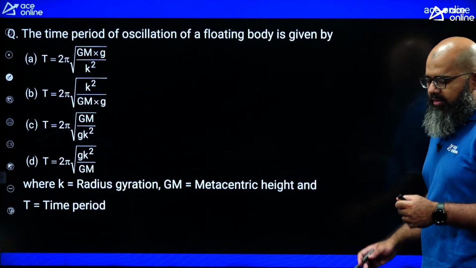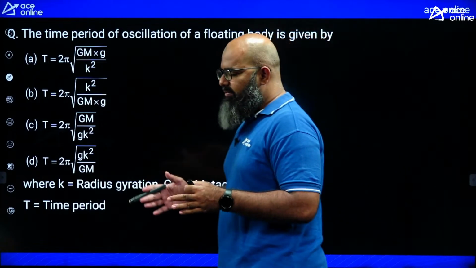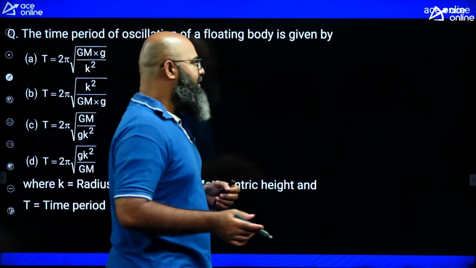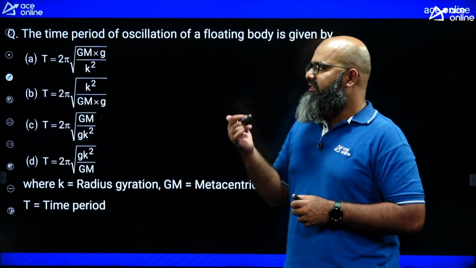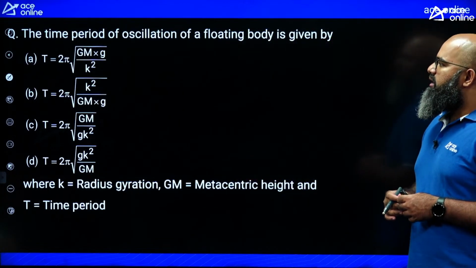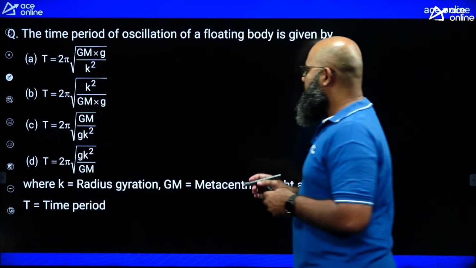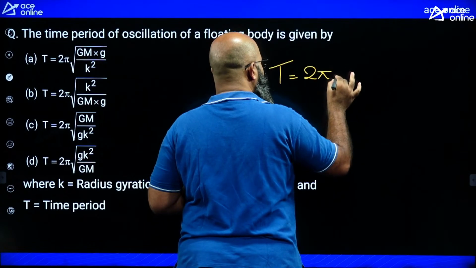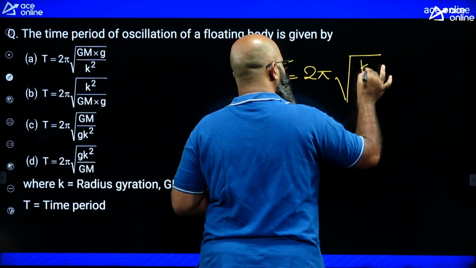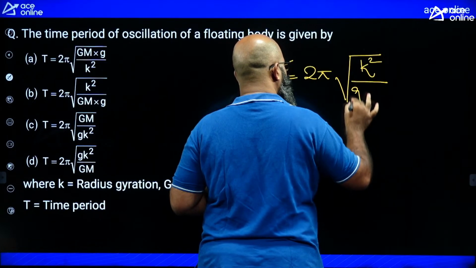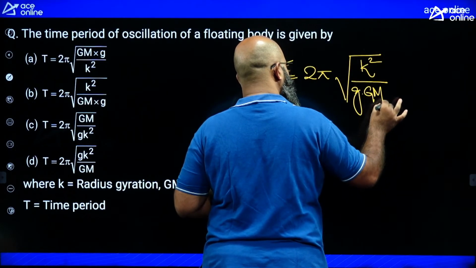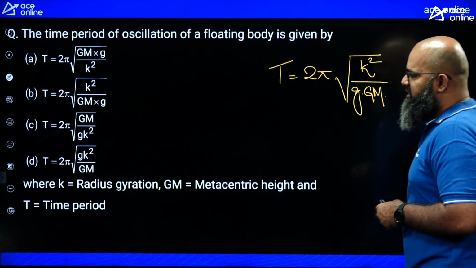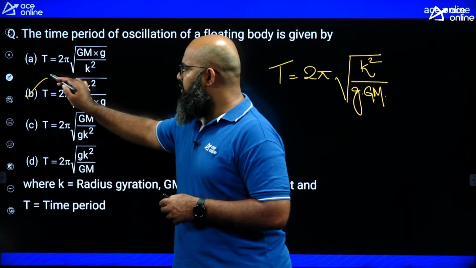One more question. Do you remember, whenever you are having a stable equilibrium floating body, it is going to experience simple harmonic motion. It will have some time period of oscillation. He is asking a question regarding the time period of oscillation. The time period of oscillation is given by how much? The formula is time period is equal to 2 pi root over of k square upon g times GM. The correct answer over here is option B.